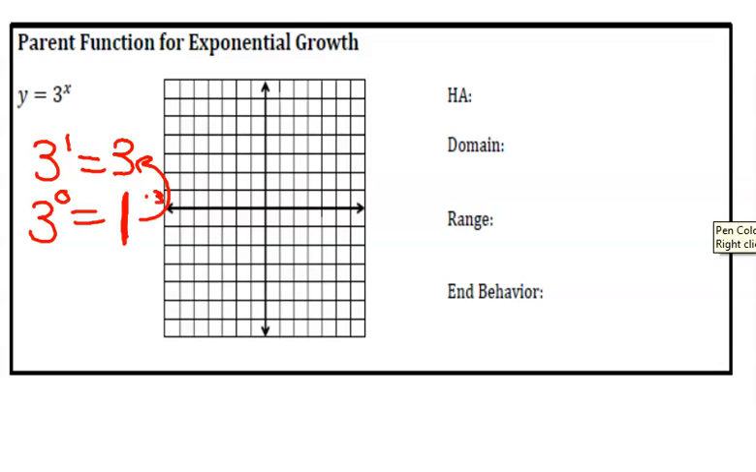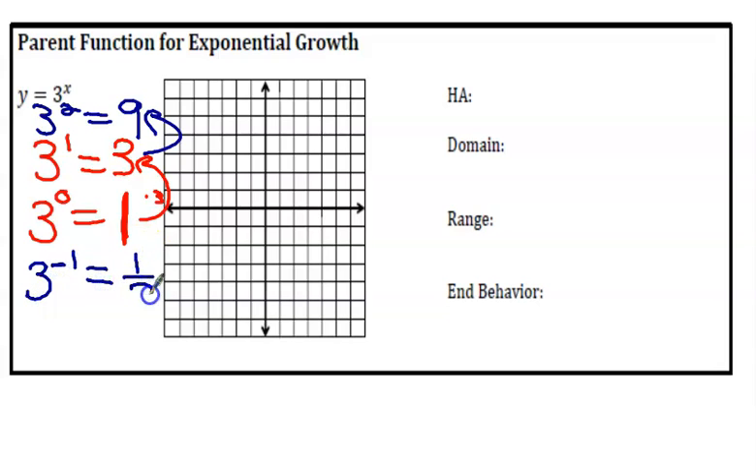If this was 0, I wouldn't have a function because everything would be 0 after that. And then 3 to the second power is 9. Do you see how fast this thing rockets up? Now let's go the other way. What if I plugged in -1? If I plugged in x equals -1, I would get 1/3 because I'm going to drop it down. 3 to the -2 would equal 1/9.